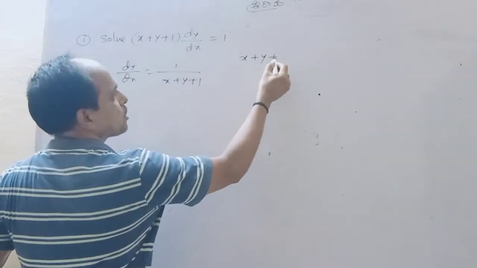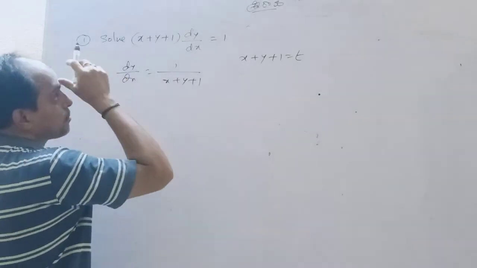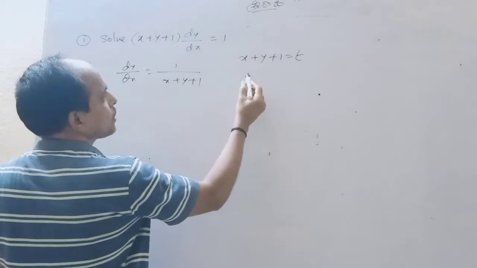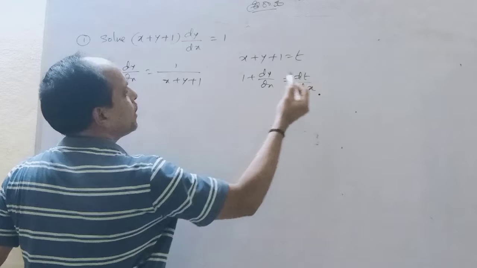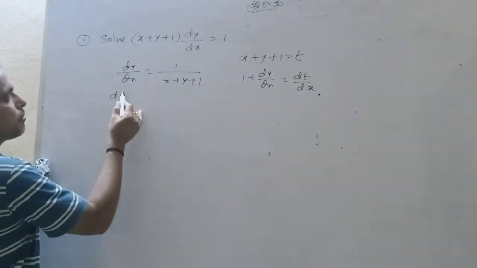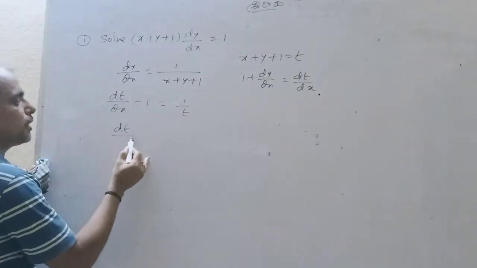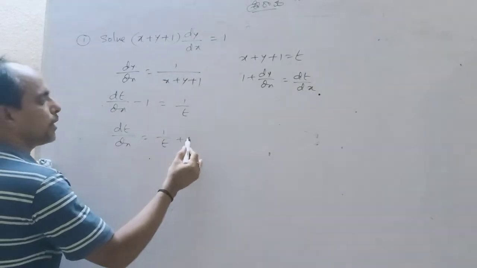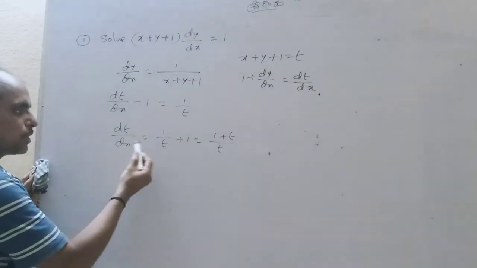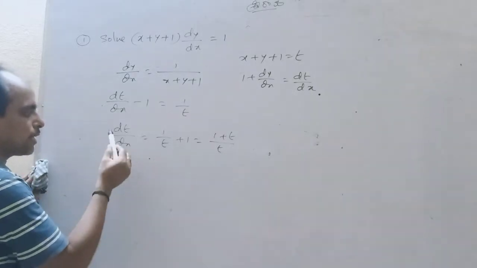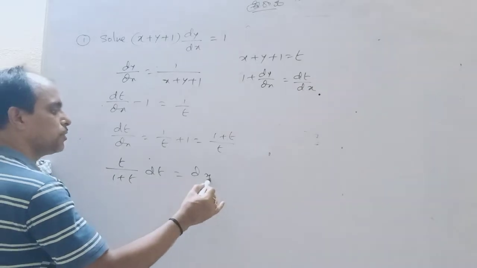That is, let x + y + 1 = t. Now differentiate with respect to x. That is 1 + dy/dx = dt/dx. Now dy/dx = dt/dx - 1 = 1/t. So dt/dx = 1/t + 1, that is (1 + t)/t. Now it becomes variable separable type. So all t terms go to dt, that is t/(1 + t) dt = dx.